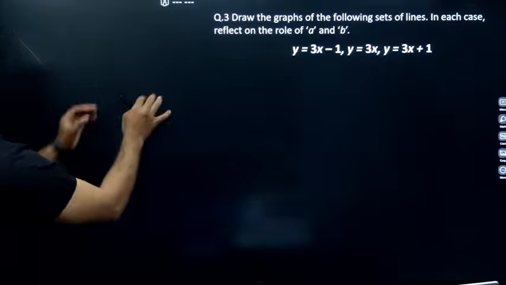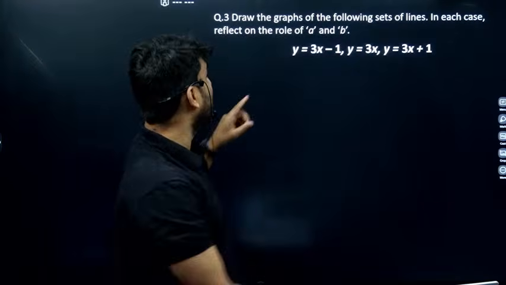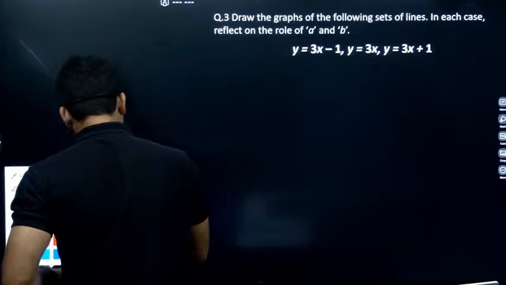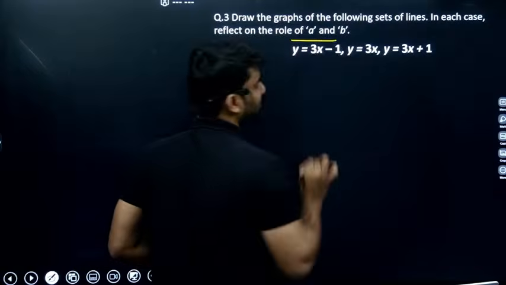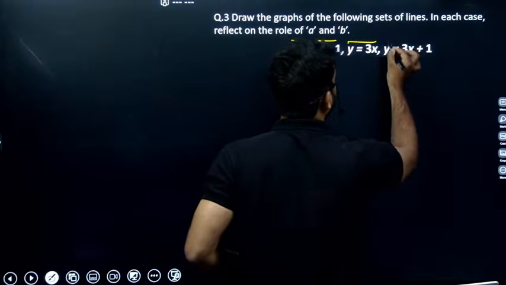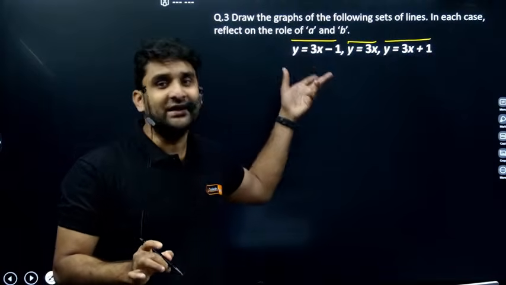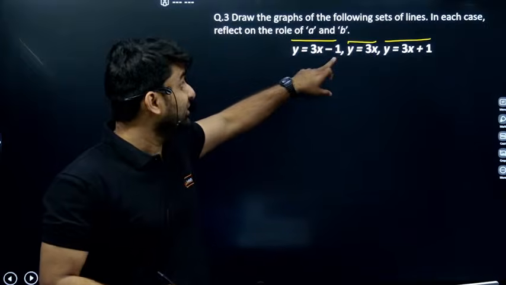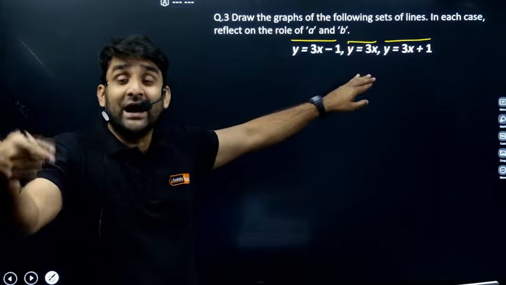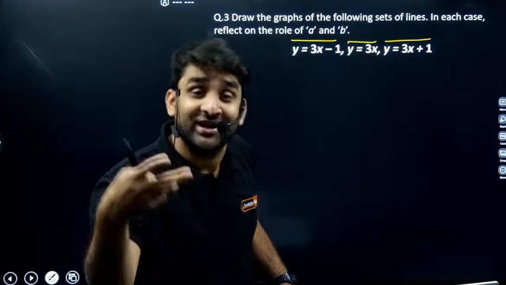Look at the question. Draw the graph of the following sets of lines, and in each case reflect on the role of A and B. So this is a very good question, I would say. Basically, we have three linear equations, and linear equations means straight lines. First, second, and third. We have three linear equations in the form of y and x. The question here is, first we have to draw the graph of these three lines, and then we have to identify what is the role of A and B. So first understand where is A and where is B.